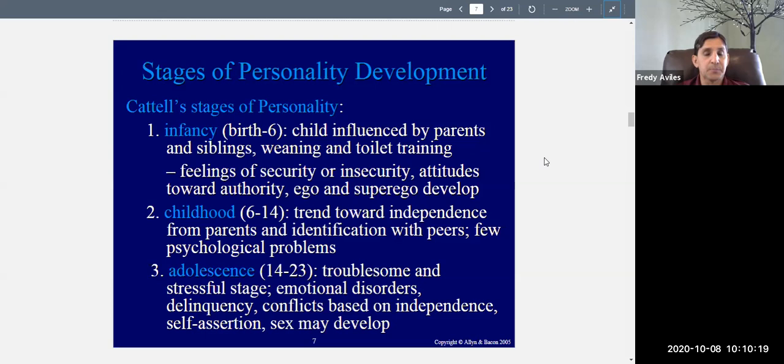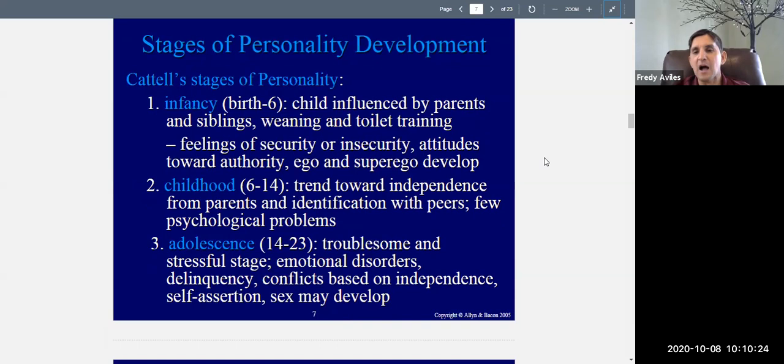Delinquency can become a problem. Conflicts based on independence where you're challenging your parents. You want to go out, hang out with your friends. Maybe you want to start dating. Your parents don't want to let you, so there can be conflicts with independence, right? Self-assertion, you asserting yourself, saying, hey, you know, I'm my own person. You know, you got to give me some freedom. You can't just keep me locked up in here, right? Sex may develop, right, with relationships.